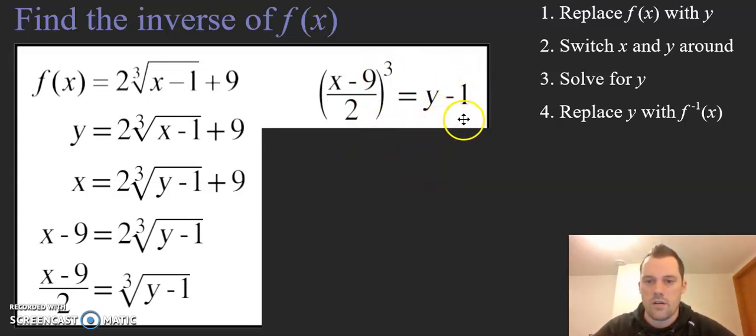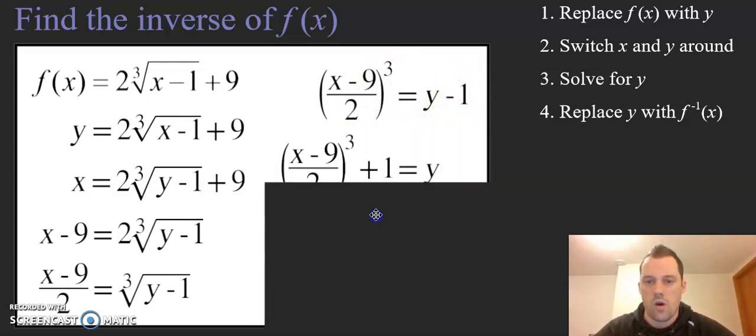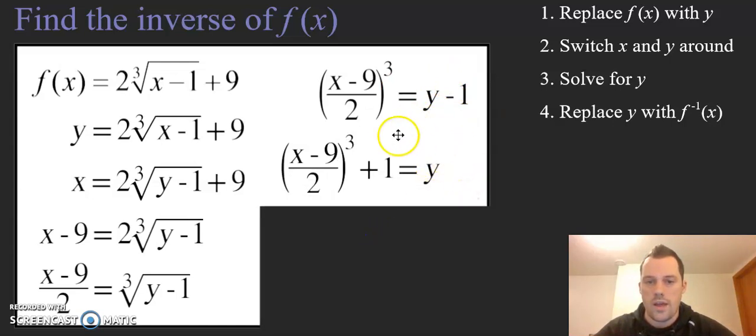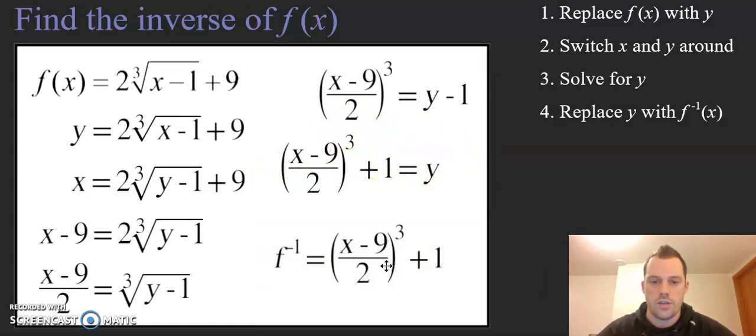Now we're almost done here. Last step is to add 1. So now we get y equals this here. And now I'm going to flip sides here and then change the y back to function notation. We get f inverse of x is ((x minus 9) over 2) to the 3rd plus 1. So remember to go ahead and pause these and try them yourself first.